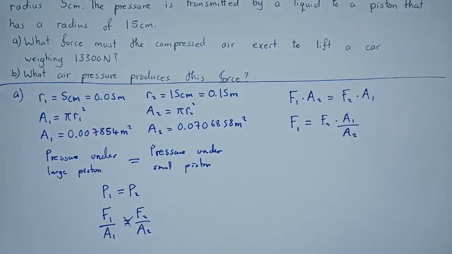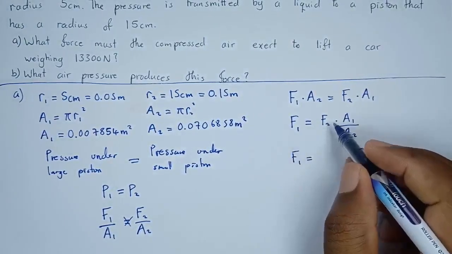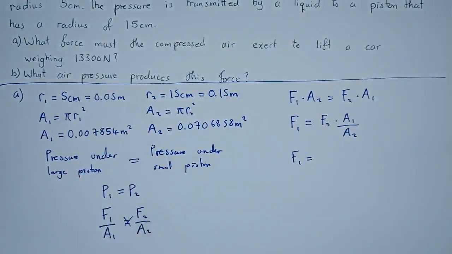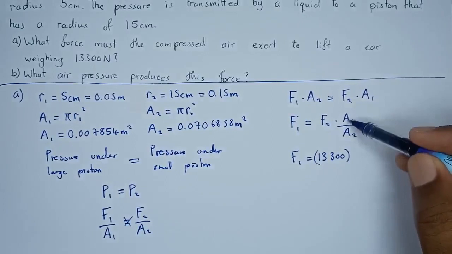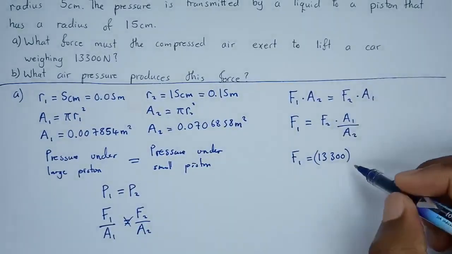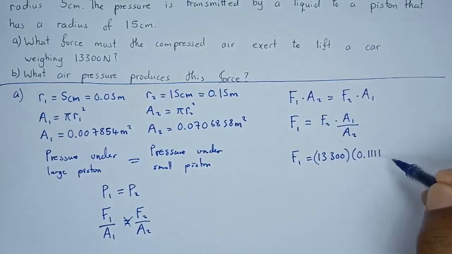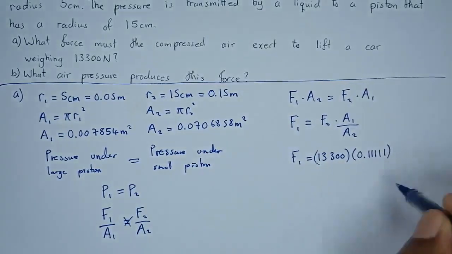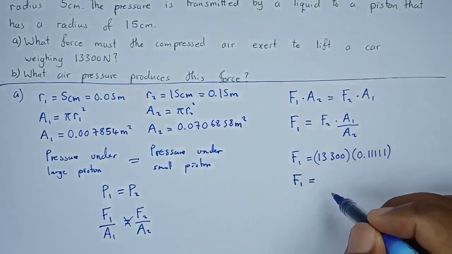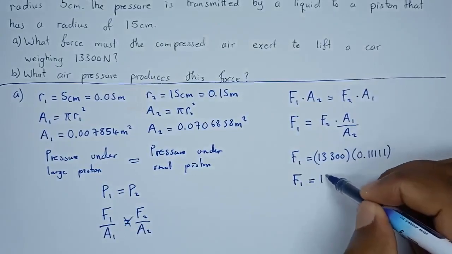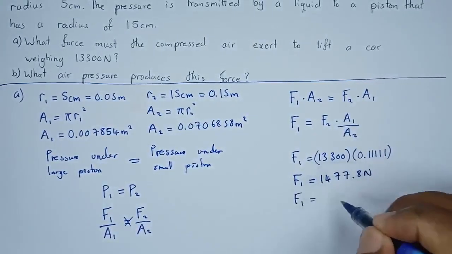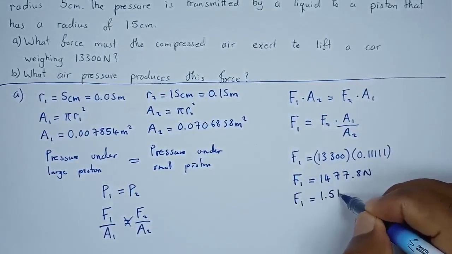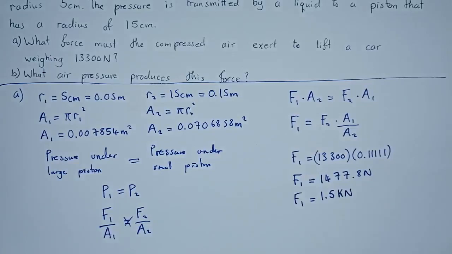So F1 will be equal to F2. Remember, force 2 was given: 13,300 newtons. Then if we divide the two areas, A1 over A2, we get 0.1111 recurring. So the value of F1 will be 1,477.8 approximately. So F1 is approximately 1.5 kilonewtons. So there we have it.